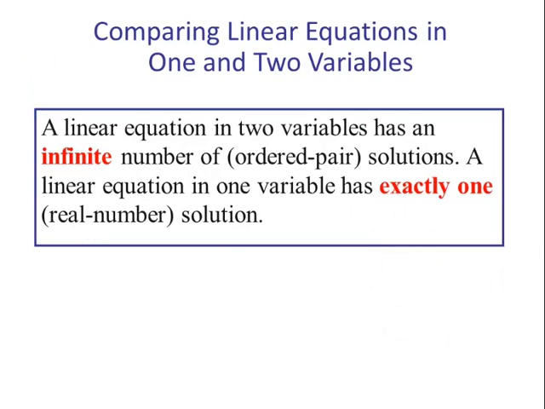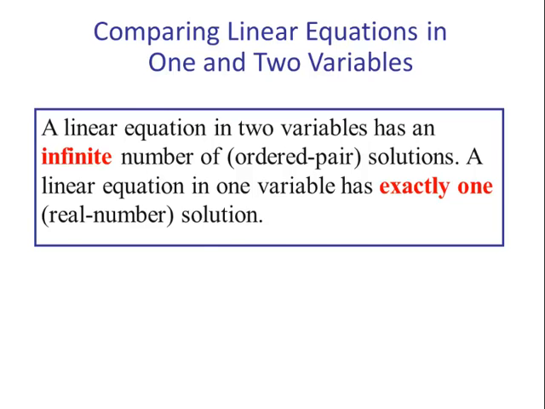Comparing linear equations in 1 and 2 variables. A linear equation in 2 variables has an infinite number of ordered pair solutions. So this means that every point on the line is a solution to that linear equation. A linear equation in 1 variable has exactly 1 real number solution. And these are the type of equations that we solved for back in Chapter 4.